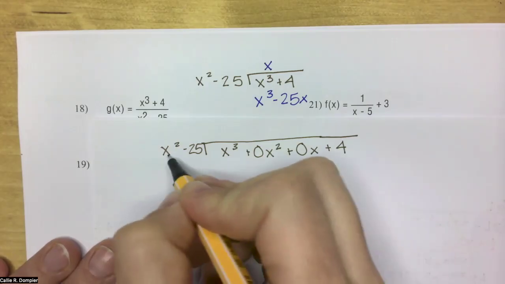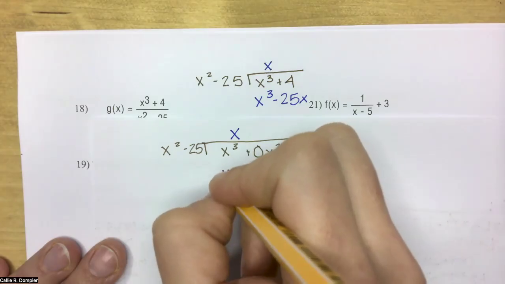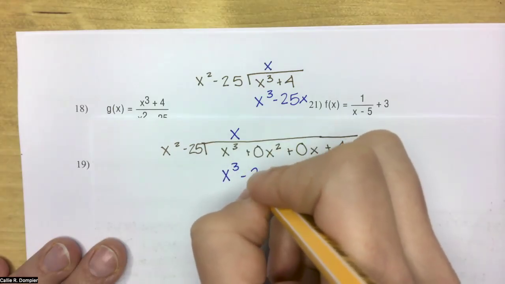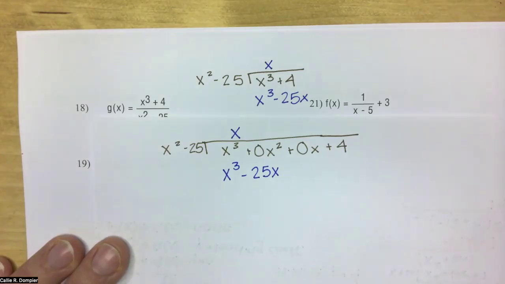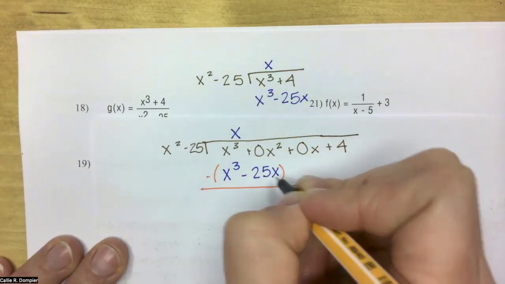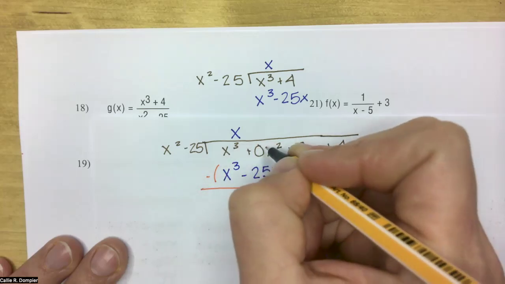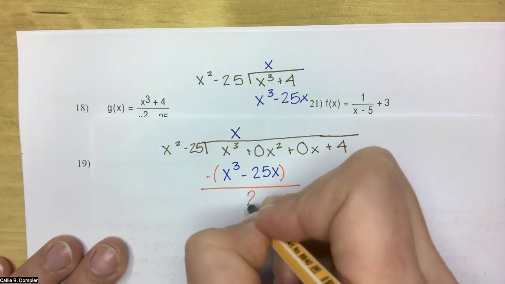So to get from x squared to x cubed, we're going to multiply by x. X squared times x becomes x cubed. Negative 25 times x is negative 25x. But I have to subtract that. X cubed minus x cubed cancels. 0x squared minus negative 25x is a positive 25x.